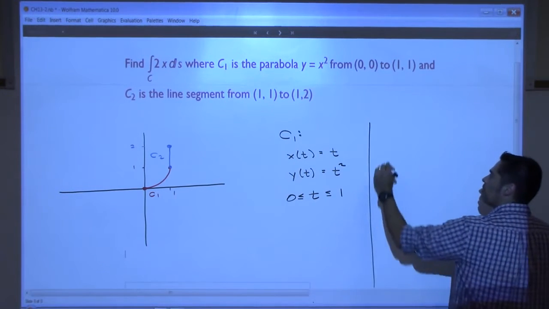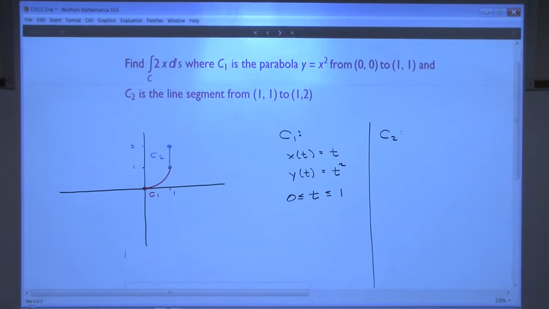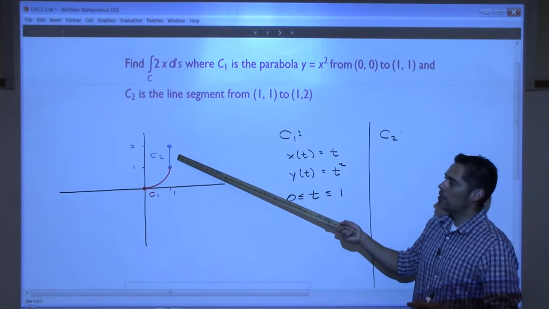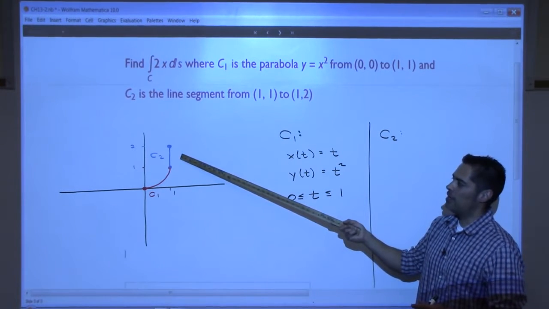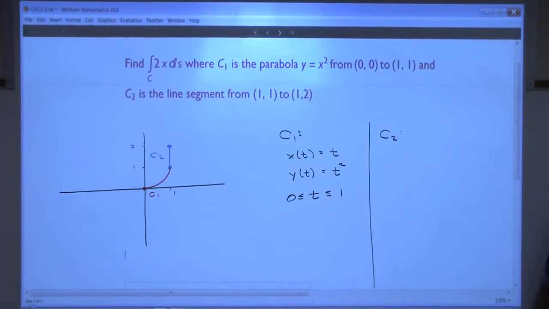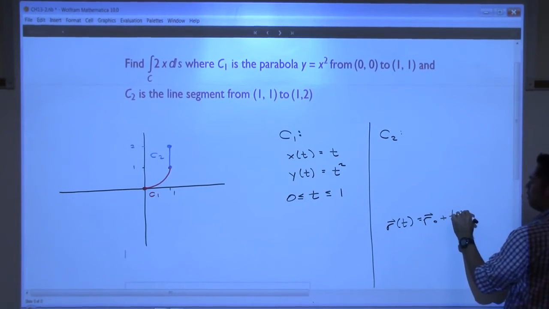What's the parametrization for C2? You've done this before. You didn't realize you were doing it. It's a line segment, right? How do we draw lines in Cal 3? What do we use to draw lines? A point and a vector. We use the vector equation. Do you remember the vector equation of a line? r of t equals r naught plus t v. Remember that good old thing?